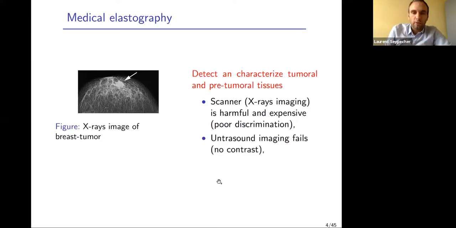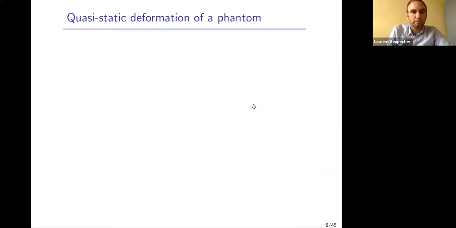On the other hand, the ultrasound imaging phase, because the contrast is not good enough. The image you will get is too poor in the tumoral tissue to detect it, or at least to have a discrimination. You don't have enough contrast actually. But the shear modulus is very high. So let's focus on imaging this.